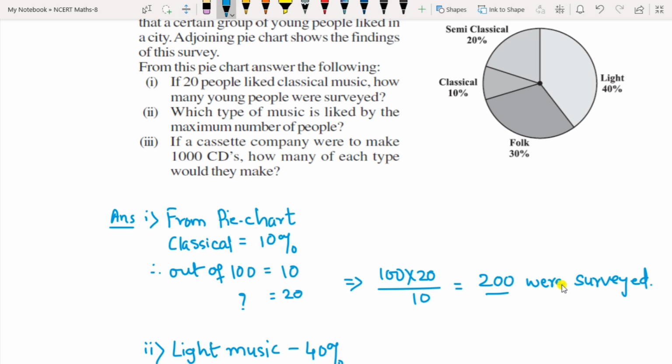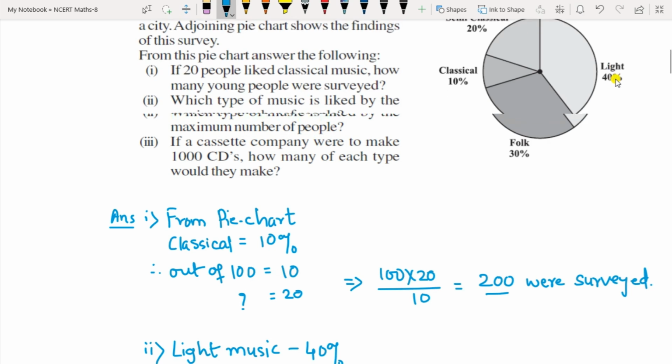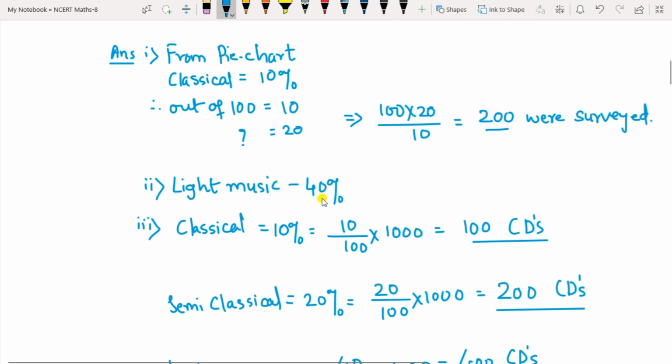Then, which type of music is liked by the maximum number of people? The maximum percentage is 40, and that is for light music. So light music, 40%, is the answer.